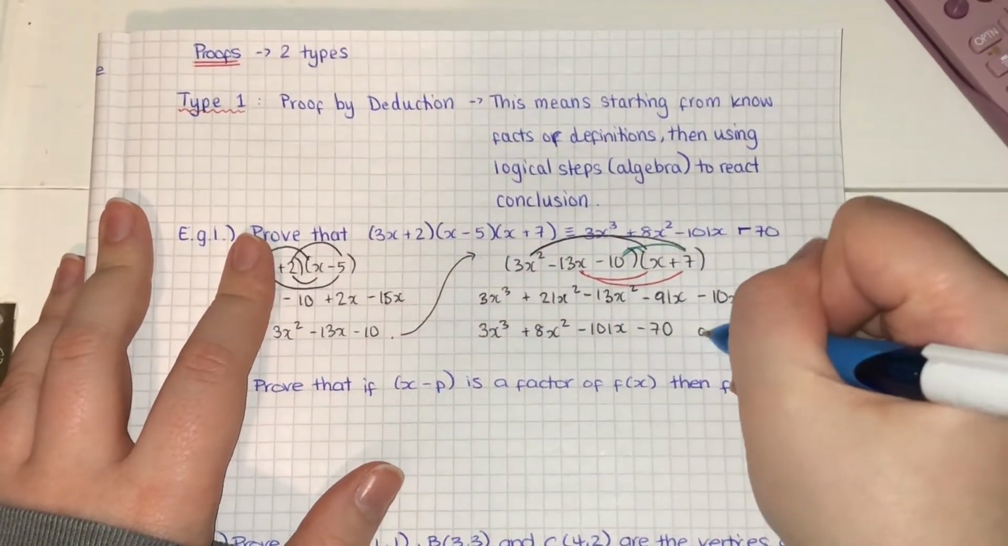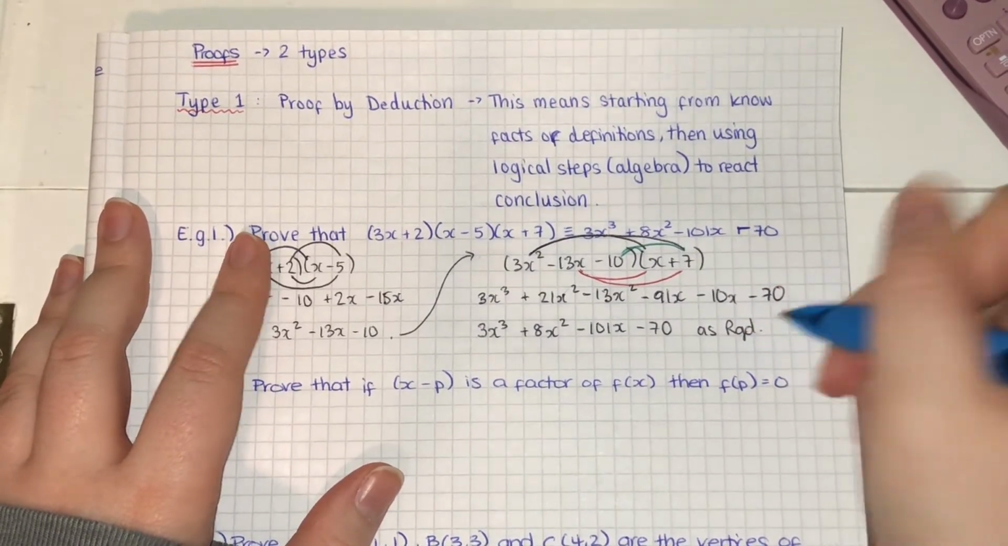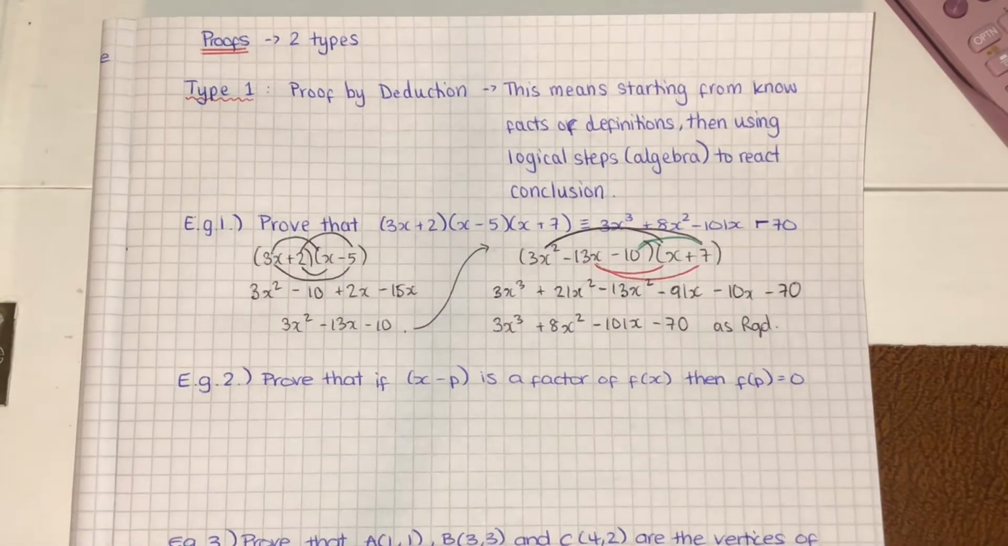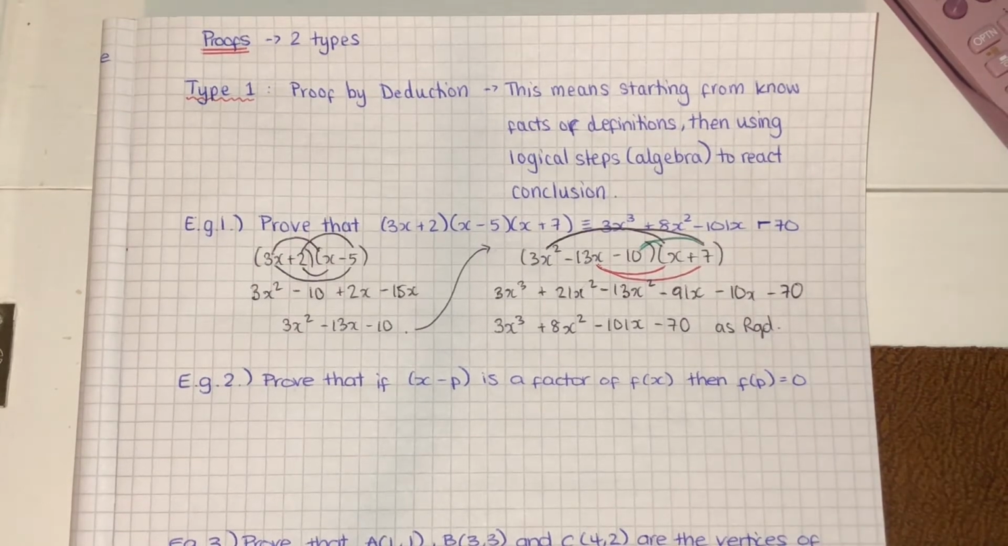So normally I always just write "as required". Okay, you can write what you want. You can just say I've proven that it's what they're given and stuff like that. "As required" is more than enough though.